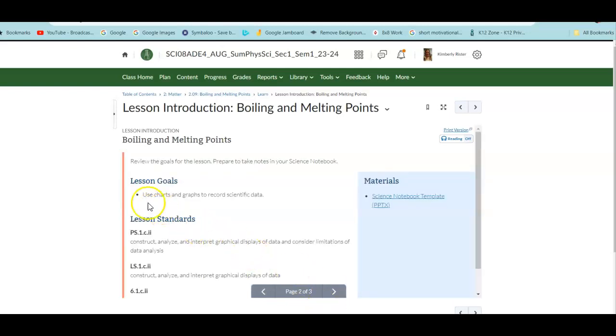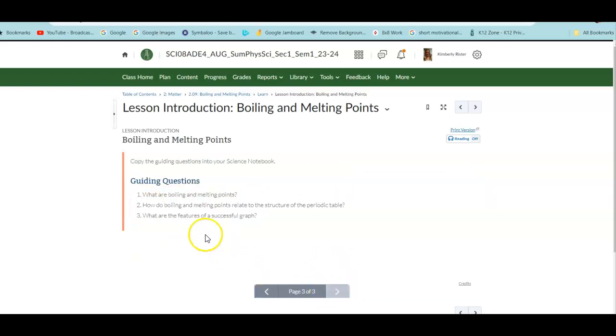So our goal today is using charts and graphs to record scientific data. And we've got 3 guiding questions that we do need to answer along the way, so don't forget about those in your science notebook. What are boiling and melting points? How do boiling and melting points relate to the structure of the periodic table? And what are the features of a successful graph?